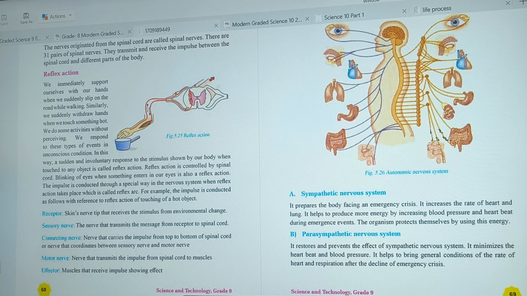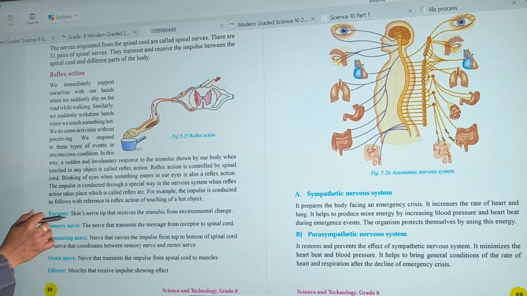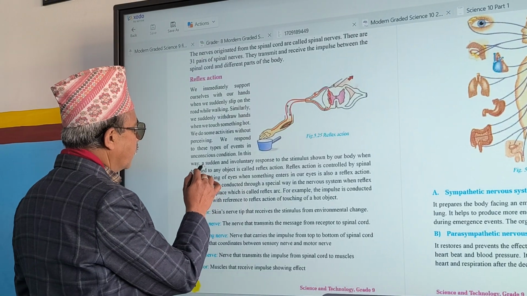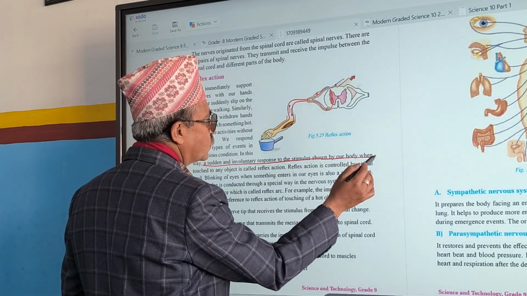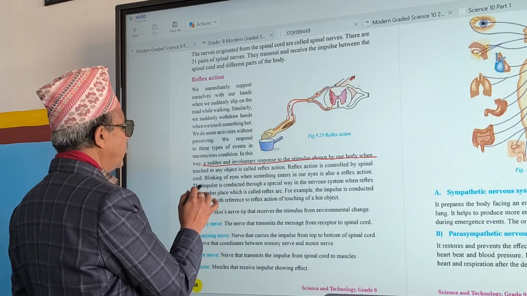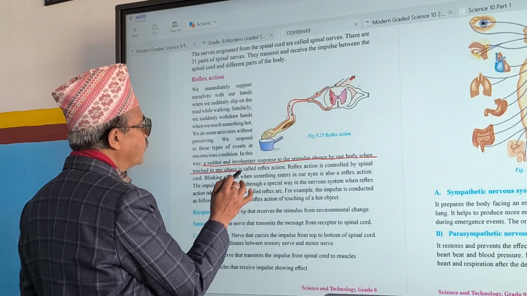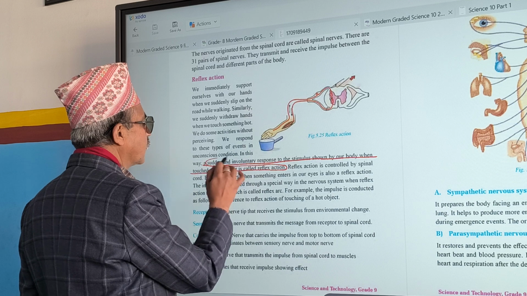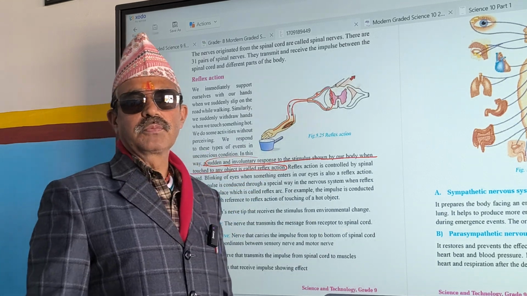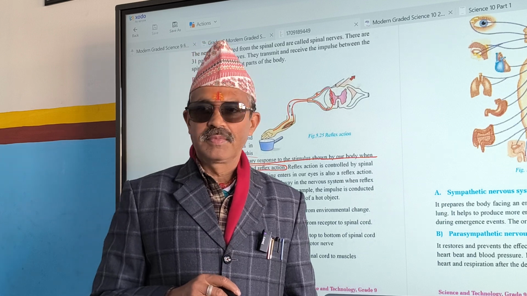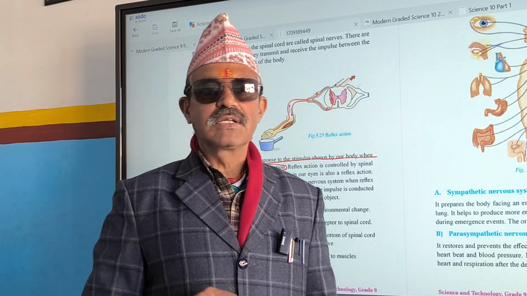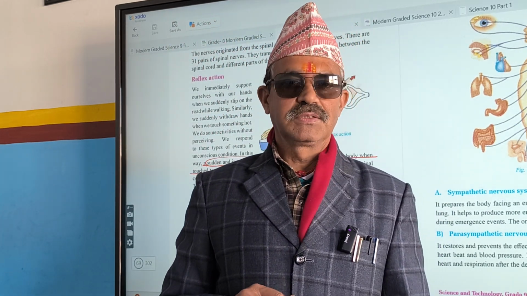Is there a definition somewhere else? Yeah, here it is given. A sudden and involuntary response to the stimulus shown by our body when touched to any object is called reflex action. Sudden, immediately respond. Involuntary, we cannot control. One example of reflex action is blinking of eyes.